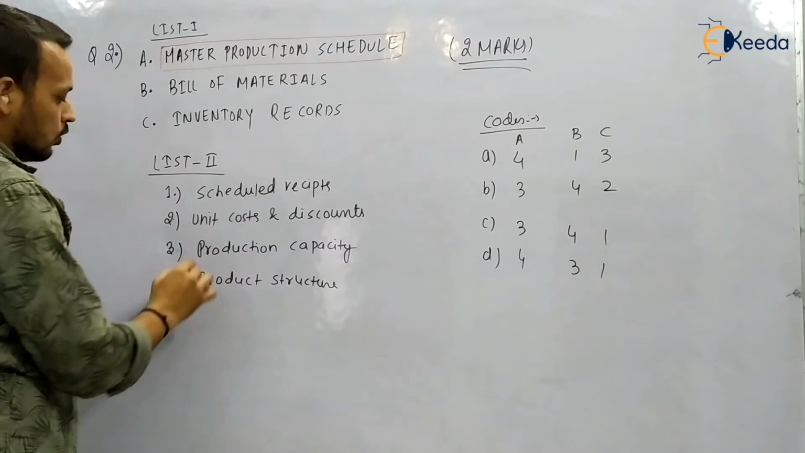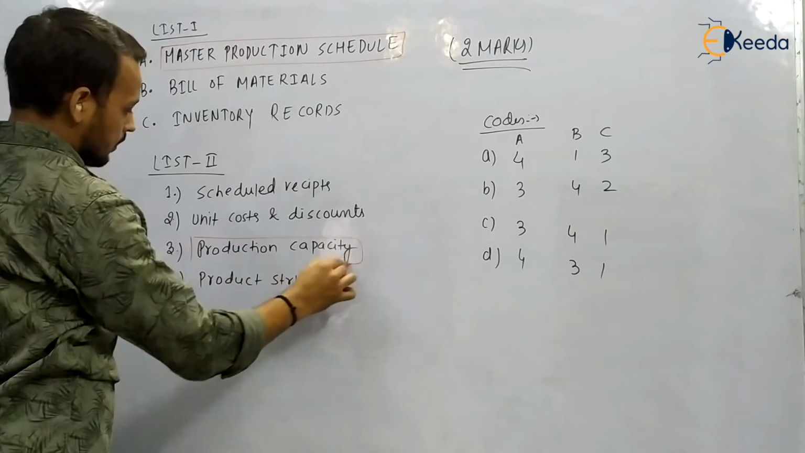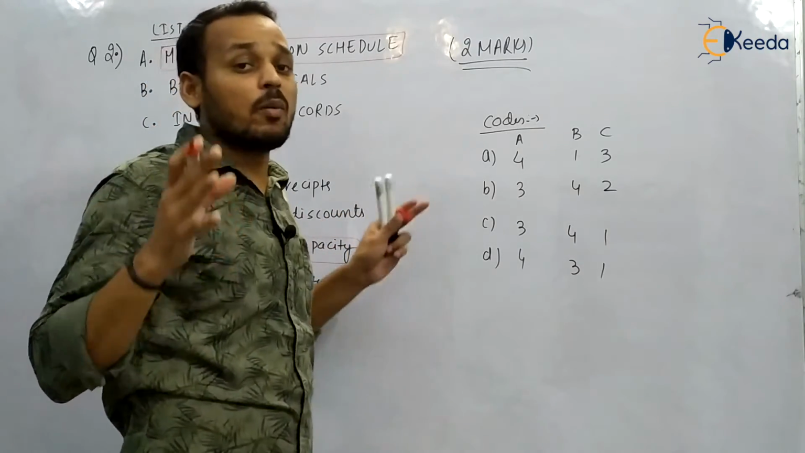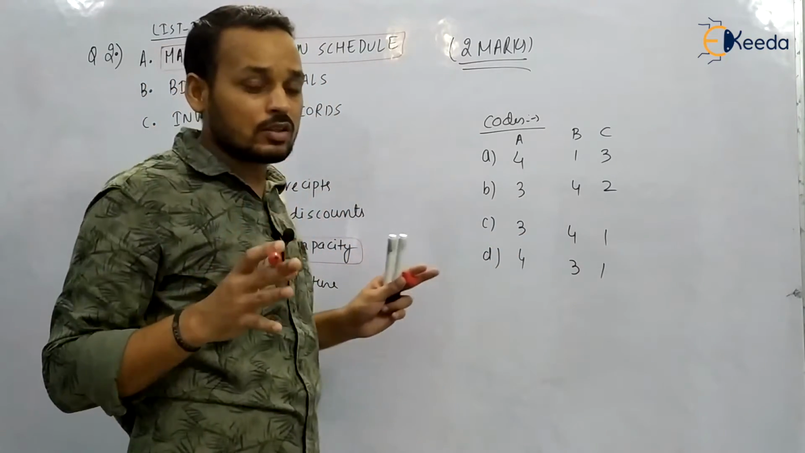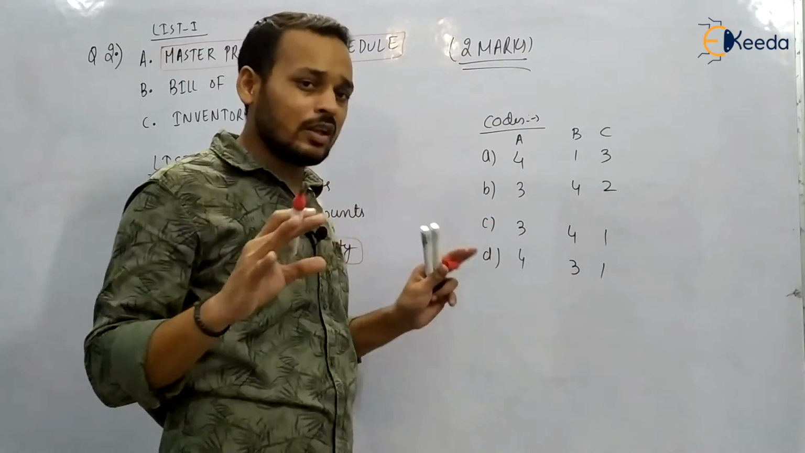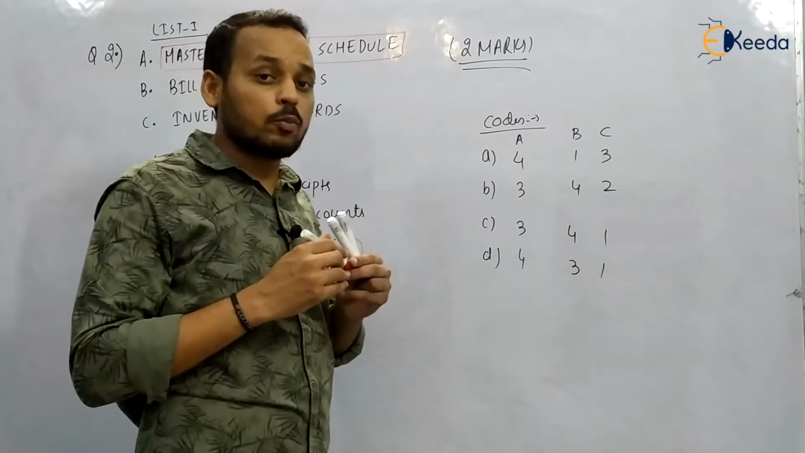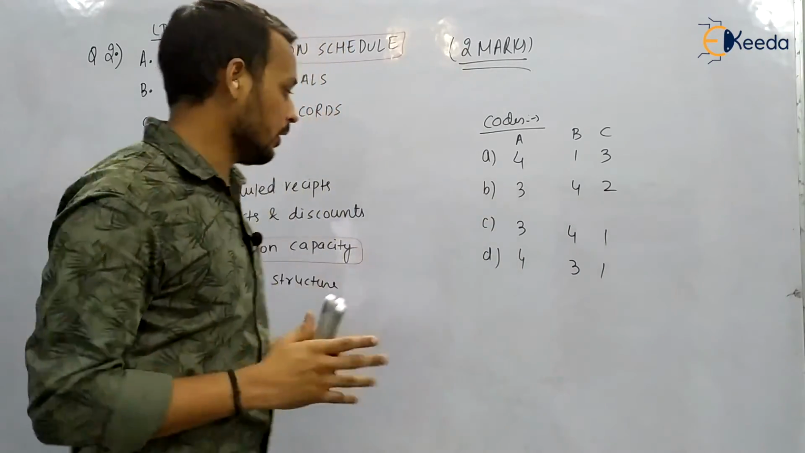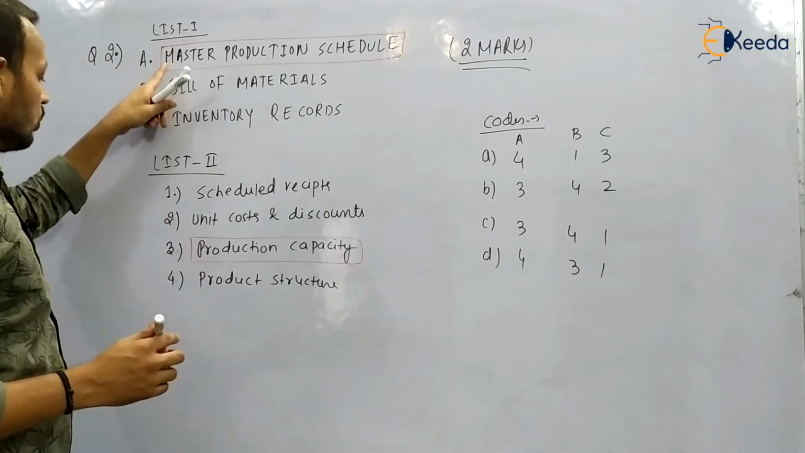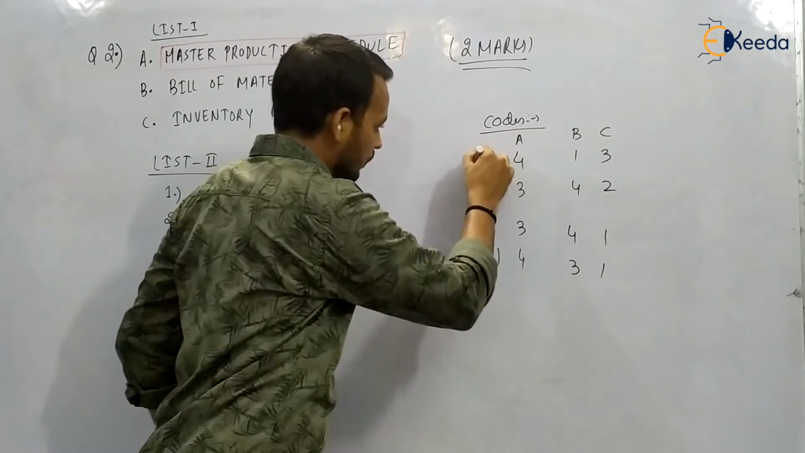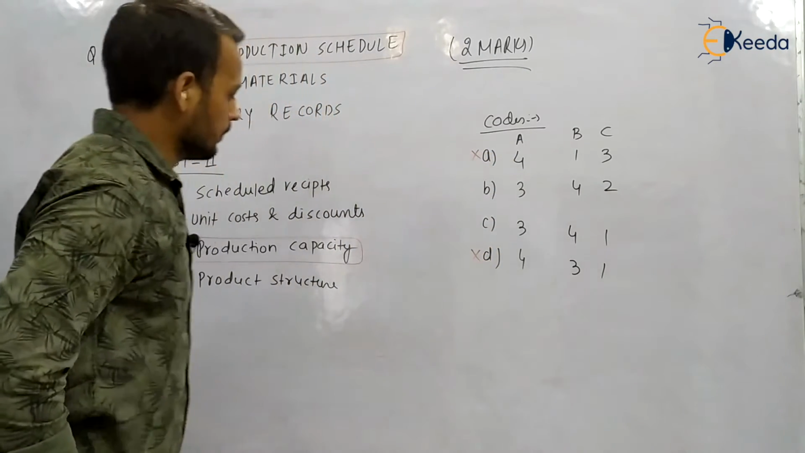Master production schedule basically says about the production capacity, what we are going to produce, in what numbers we are going to produce, what is the quantity, what is the quality, who is going to produce it, everything. But it tells about the final end product, what is going to be the next net requirement. So it is production capacity. So A means 3, both options. So these will be the answers.